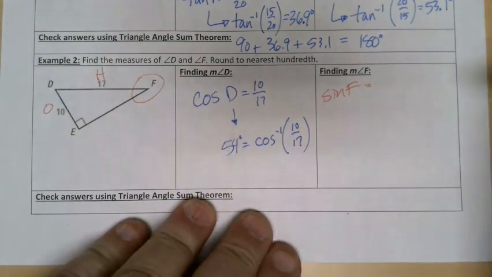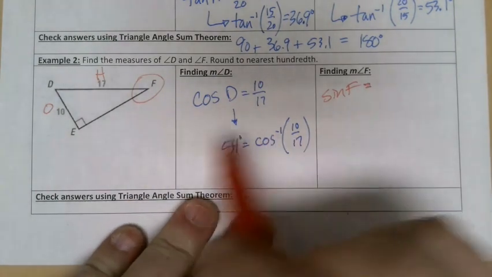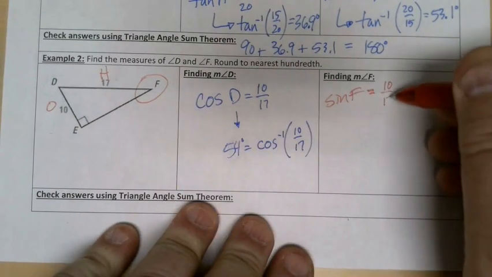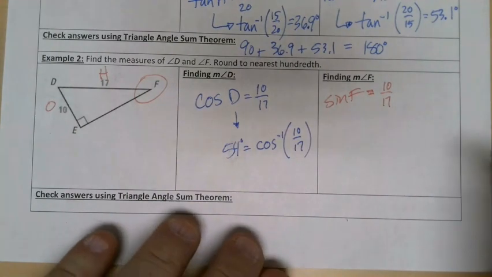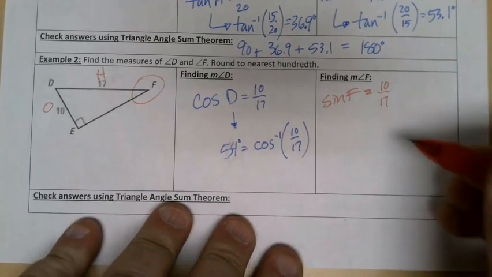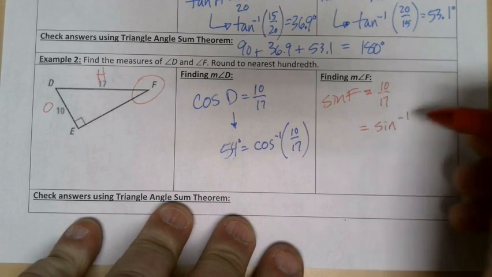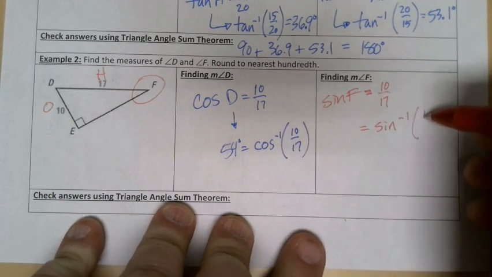So I set it up. The sine of my angle is equal to the opposite, which is 10, over the adjacent, which is 17. Okay, great. Since I'm finding a missing angle, I'm going to be taking the inverse sine of that 10 over 17.